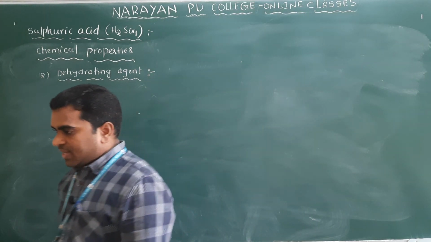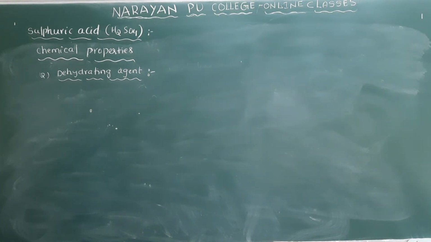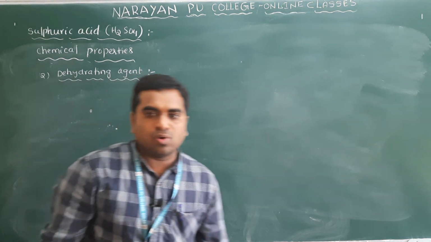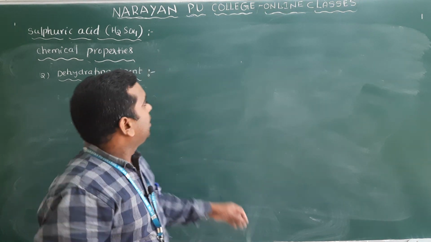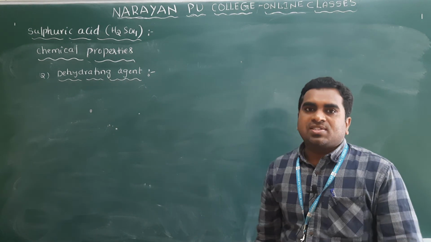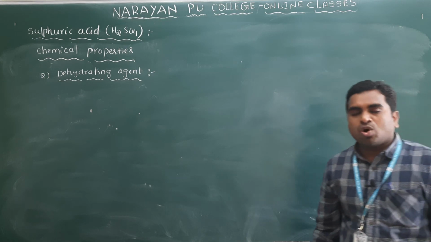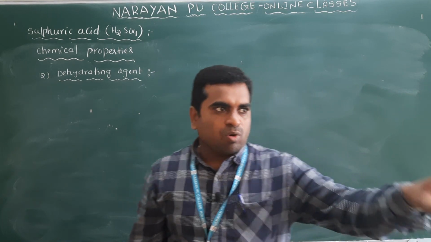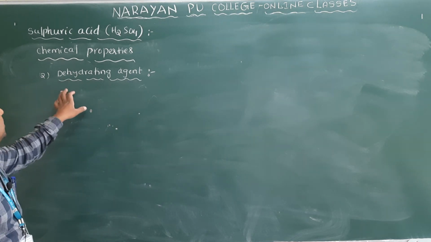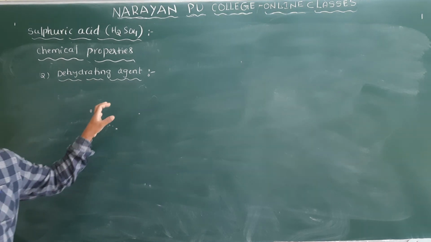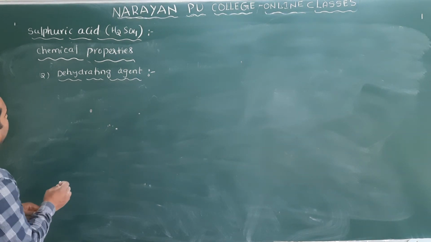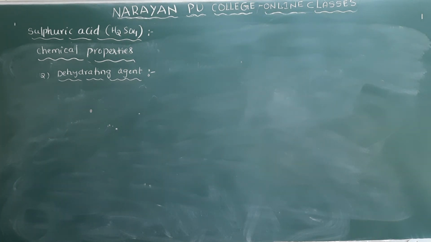So the next one is the dehydrating agent. Clear? Concentrated H2SO4 acts as a powerful dehydrating agent. I already mentioned it previously. Concentrated sulfuric acid has a strong affinity towards water. Whenever water is there, it absorbs the water. So that's why it acts as a powerful dehydrating agent, and it removes water molecules from compounds.